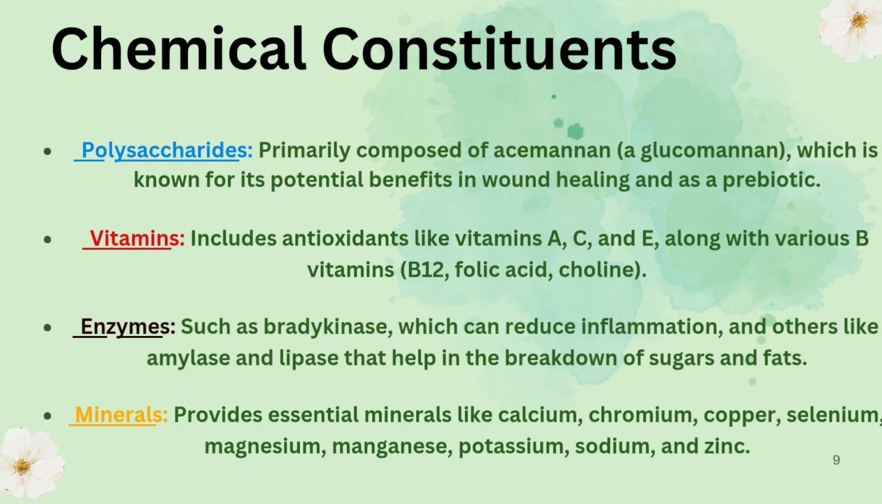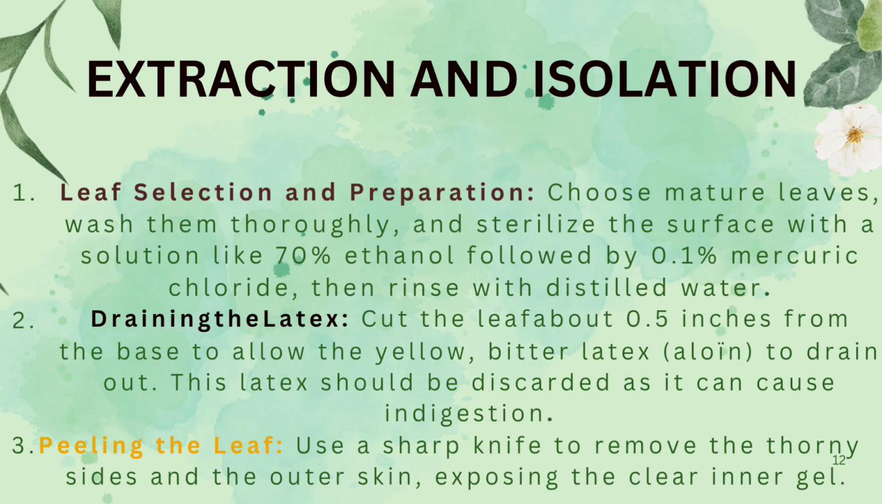Then chemical constituents. First, polysaccharides, primarily composed of acemannan, which is known for its potential benefits in wound healing and as a prebiotic. Then second, vitamins include antioxidants like vitamin A, C, and E, along with various B vitamins, B12, folic acid, choline. Then third, enzymes such as bradykinase, which can reduce inflammation, and others like amylase and lipase, that help in breakdown of sugar and fats. Then fourth, minerals provide essential minerals like calcium, chromium, copper, selenium, magnesium, manganese, potassium, sodium.